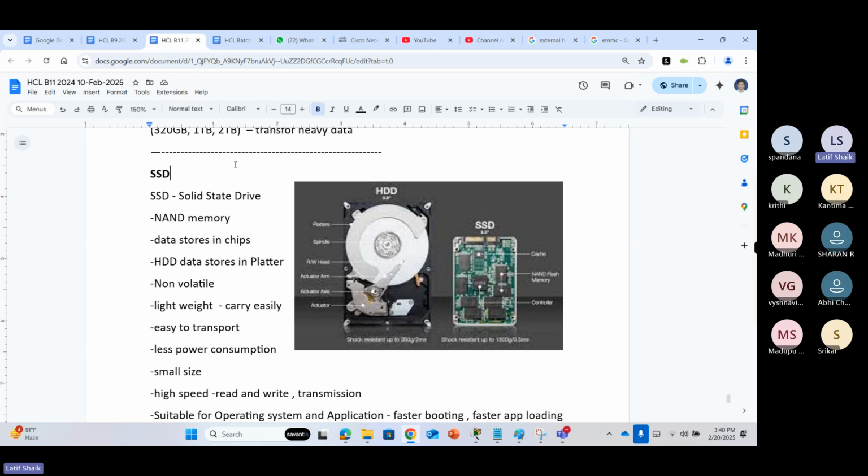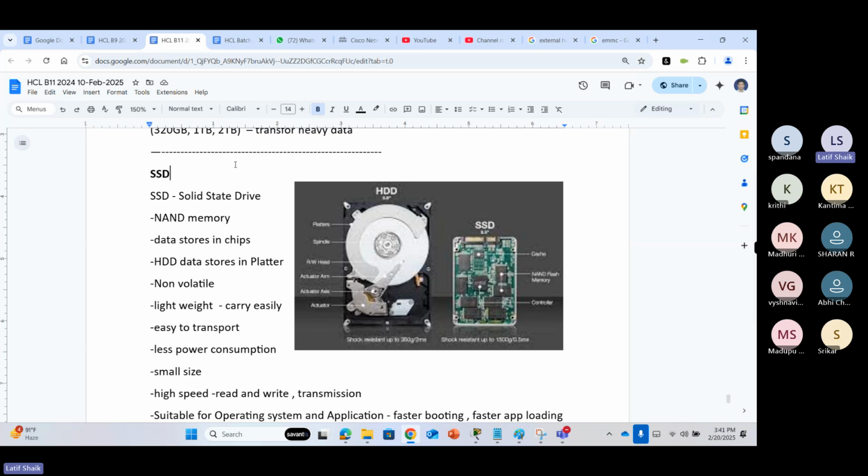Non-volatile, of course, it is non-volatile. SSDs are light in weight, easy to transport, with lesser power consumption and smaller size. It means it's lighter in weight because a hard disk contains platters and spindle motors. Different parts are there inside.